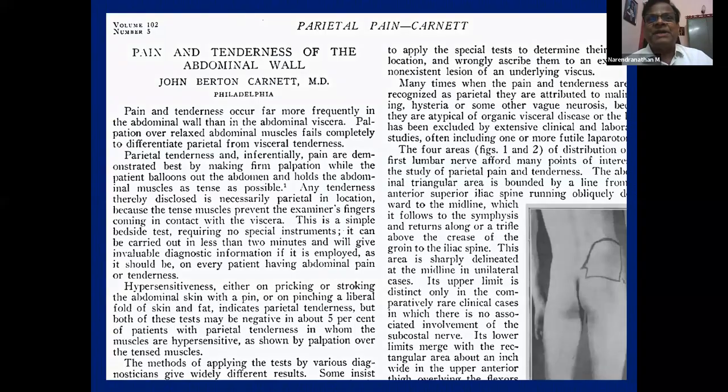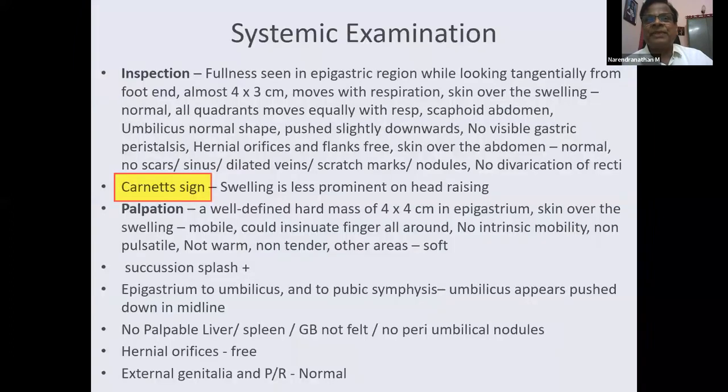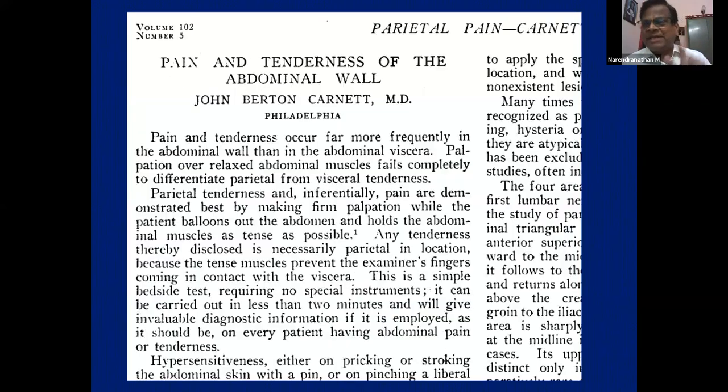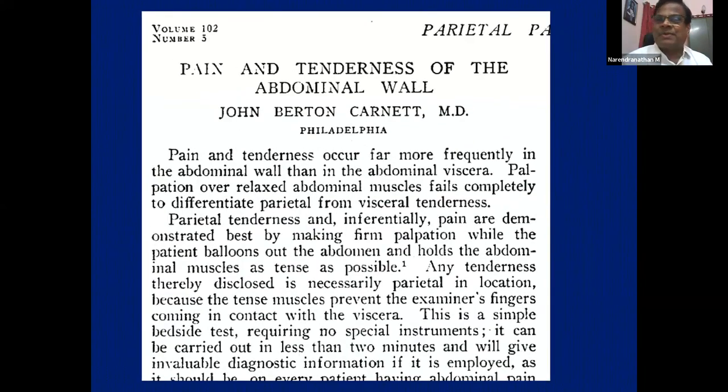Carnett sign was described in 1926, I think, by John Berton Carnett. It is about pain, it is not about lump. I don't know where you got this message. It is not for differentiating intra-abdominal or extra-abdominal lump. See, this is the first article that he published, on pain and tenderness. He says that you can differentiate whether the pain is from the anterior abdominal wall or from inside by doing the Carnett sign.